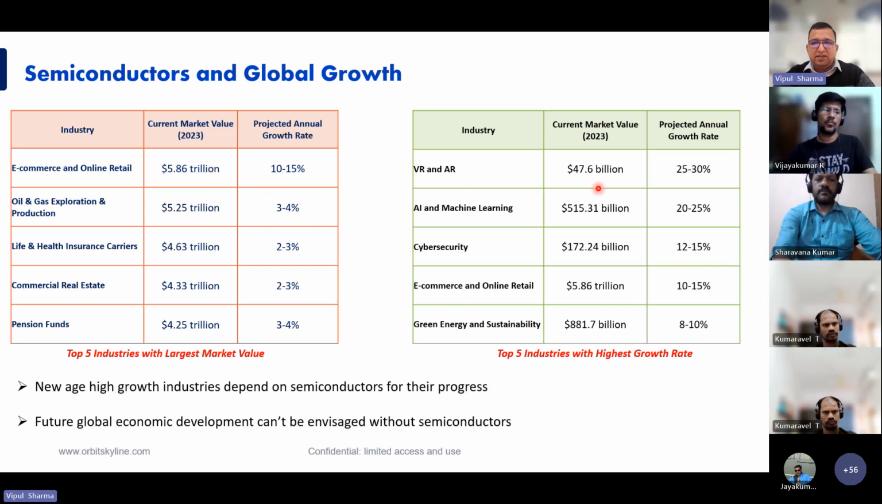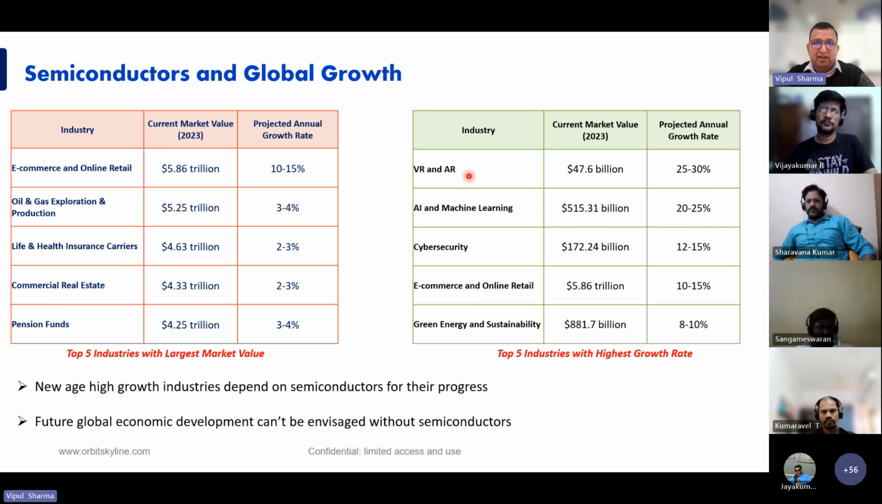And on the right side, you can see the industries which have the highest growth rates as of now. These are virtual reality, augmented reality, AI, machine learning, cybersecurity, e-commerce, green energy, and these have growth rates in high double digits. Although they have small market share compared to these, the growth rates are very high. Whatever growth is happening right now in the world is being enabled by these modern industries, and they are highly dependent on semiconductors. So what I want to emphasize is that the future growth of the planet, or humanity as such, is being driven by semiconductors.